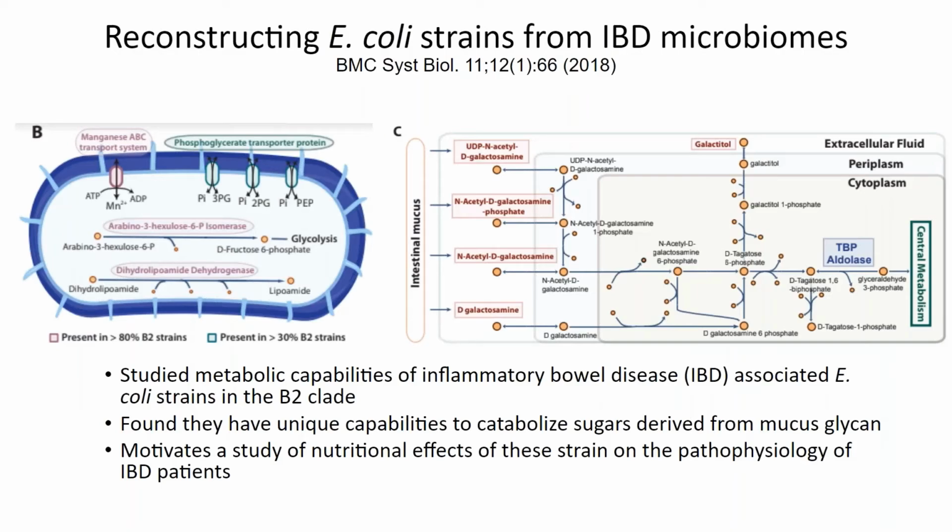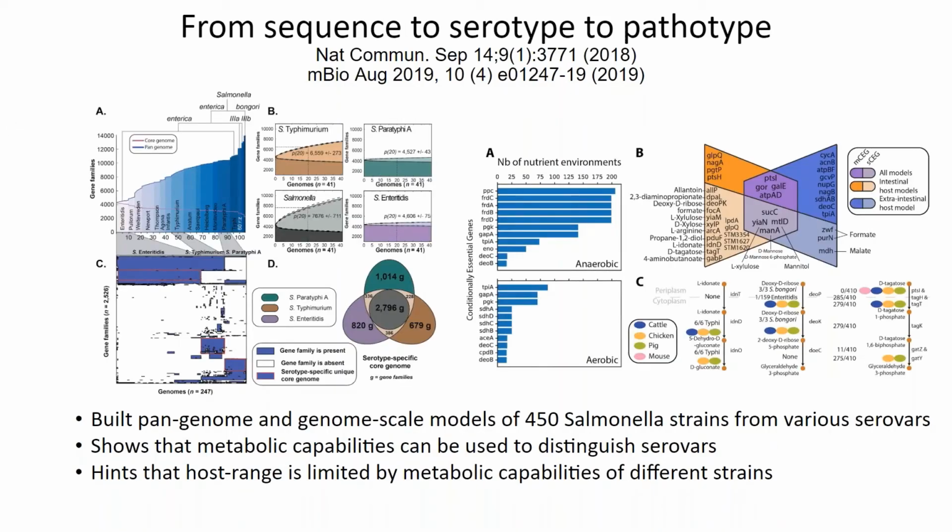We've also studied specific subsets of strains. So in this case, looking at E. coli strains that are known to cause or implicated in causing IBD. And in that case, a lot of strains in the B2 clade of E. coli are known to be associated with IBD. And we looked at building reconstruction of those strains, and we found that a lot of these B2 strains were unique compared to other strains of E. coli based on their ability to catabolize sugars derived from mucus glycan, particularly this tagatose metabolite. And so that really motivates the study of the nutritional effects in these strains and how that affects their pathophysiology, particularly for IBD patients. We've also expanded our studies to strains of Salmonella.